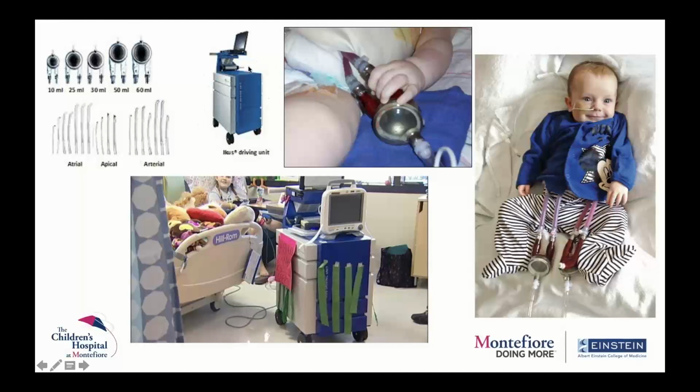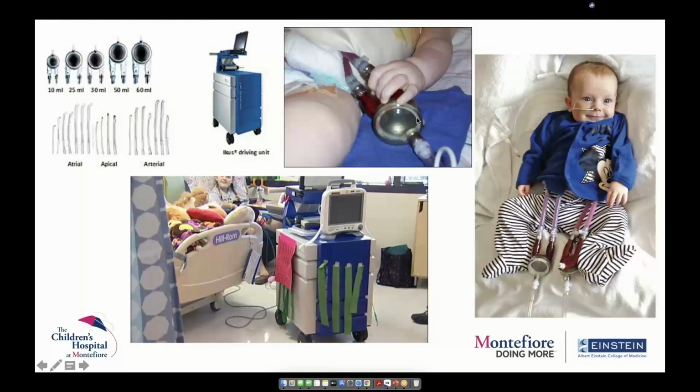This machine is a complex computer that has all the settings and works very well, but it is very bulky. You can see here, this is a patient sitting here, and this is the IKUS driving unit, and you can see that it is very large and bulky. One of the problems with this device is that the patient is not very mobile, and cannot walk around the hospital very easily. Another thing is that patients who get onto these VADs cannot go home, because it's not really conducive to teach the families or give them these driving units to go home with.